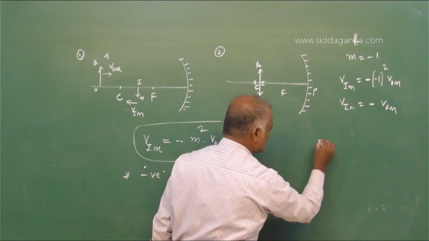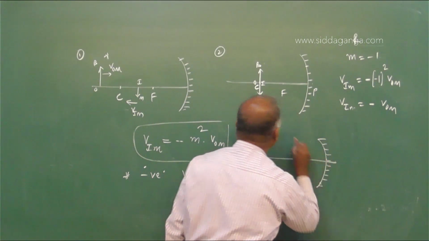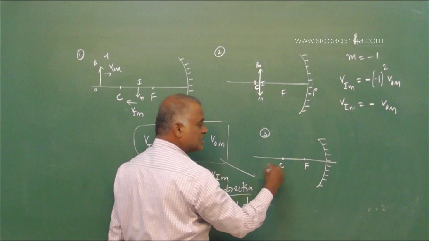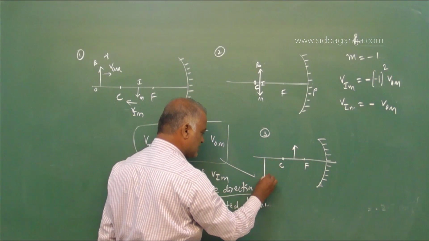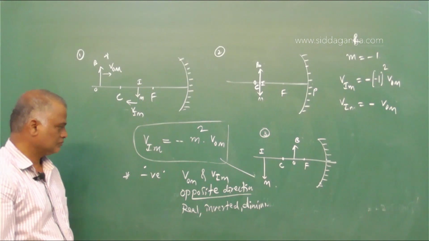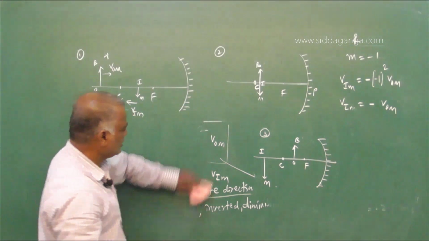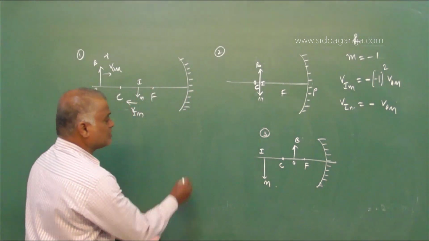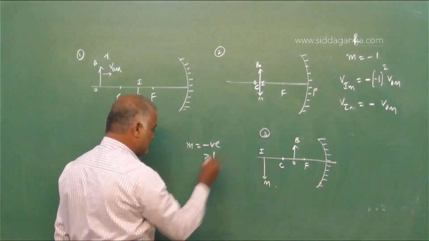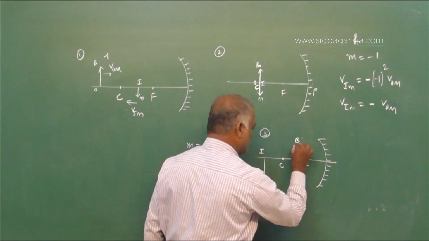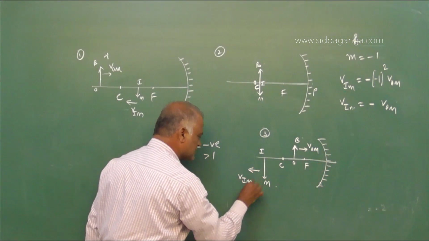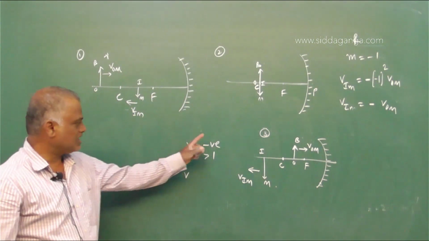This is the second case, this is the first. In the third, what happens, sir, is that the object shoots in between C and F. Now you have come between C and F. When the object is between C and F, you will get an enlarged image here. This is the object now, this is the image. Again, you will get a real and inverted image. Again M is negative, but greater than 1. So in this case also VIM and VOM are in opposite directions. The velocity of the object with respect to mirror goes this way, the velocity of the image with respect to mirror goes the other way. Again they are in opposite directions. M is greater than 1 and negative.